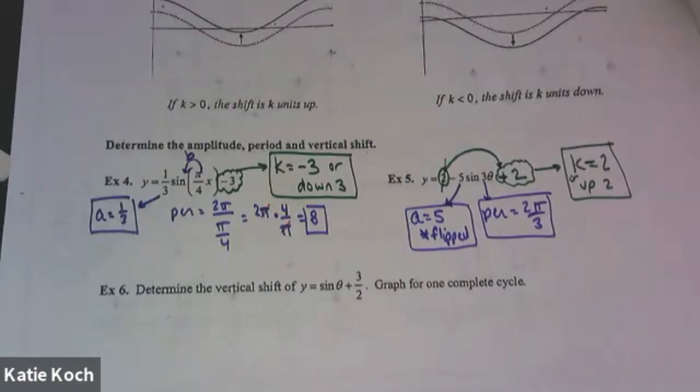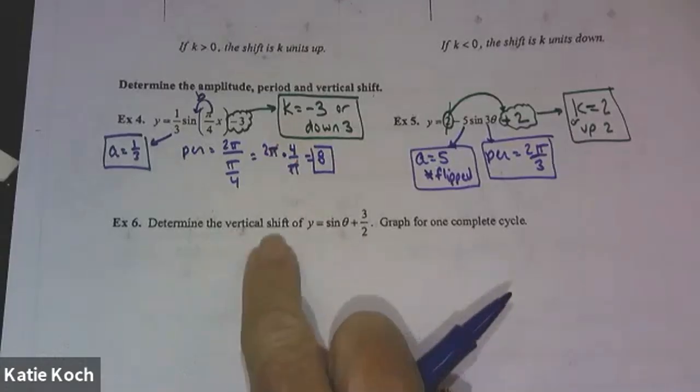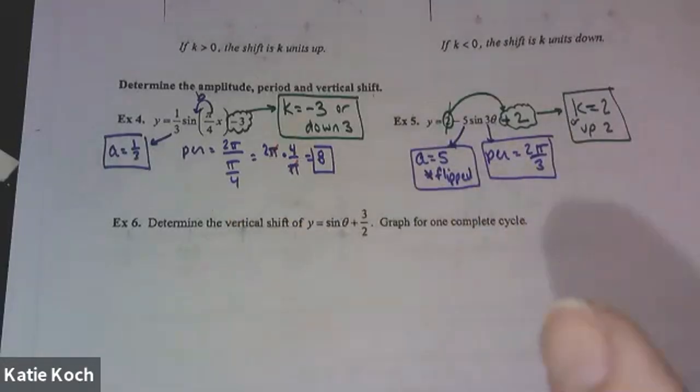5 minutes. This is so cool. We start putting it all together, okay? So take a look here. We want to determine the vertical shift, but we also need to think about A and B to affect the period. So I'm going to go through all the steps.